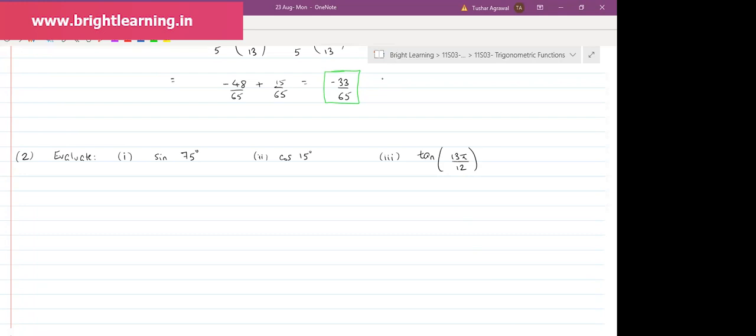Those who require a hint for this question, type H in the chat box. If you are not getting it and you require some hint, write H in the chat box.